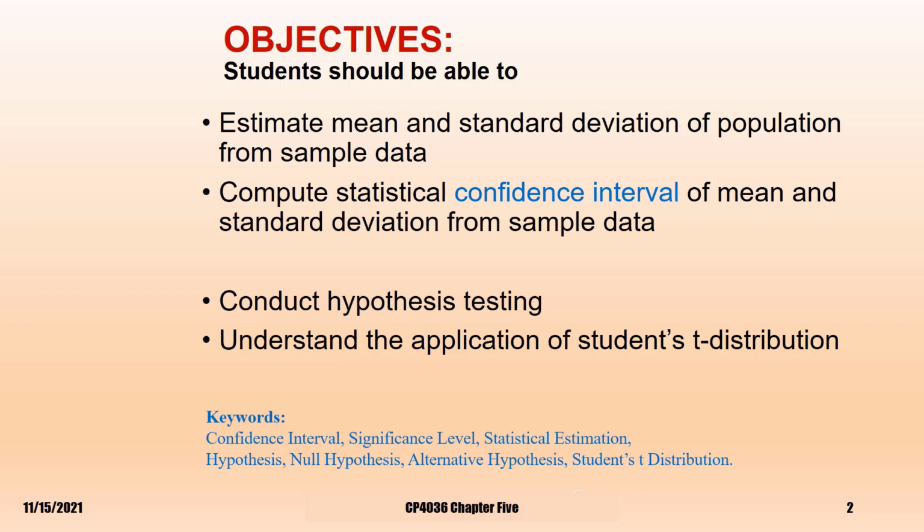Let's look at the objectives for this chapter. By the end of this chapter, students should be able to estimate mean and standard deviation of population from sample data and compute statistical confidence interval of mean and standard deviation from sample data. So this is part 1, and part 1 covers tutorial A.